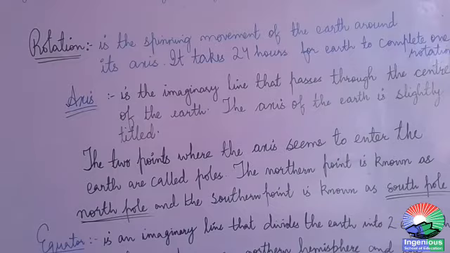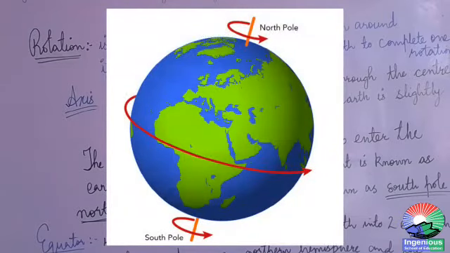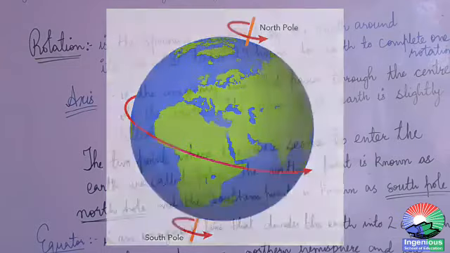And the two points where the axis seems to enter the earth are called poles. The northern point is known as North Pole and the southern point is known as South Pole. Are you getting me? Very good.